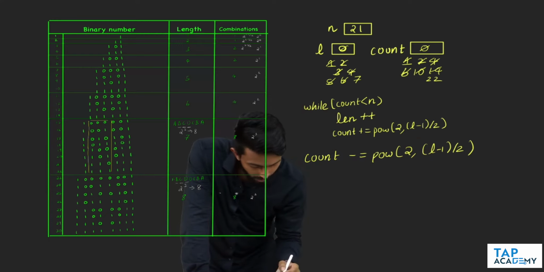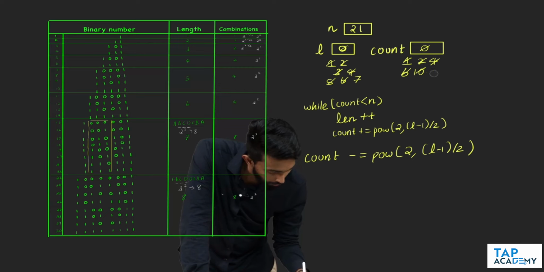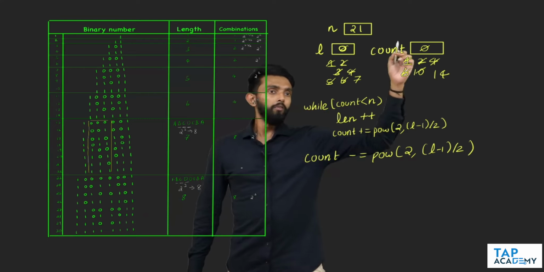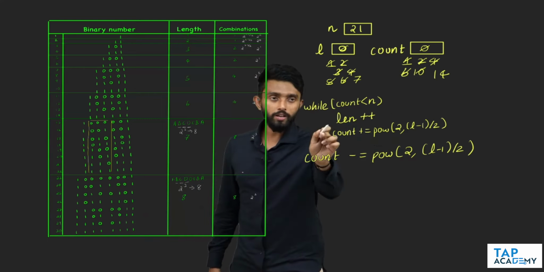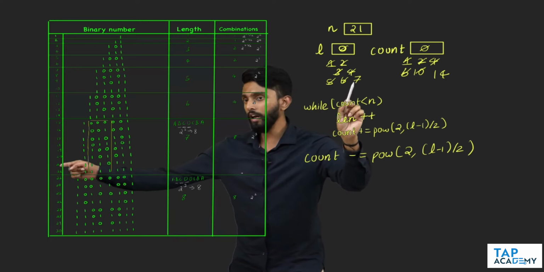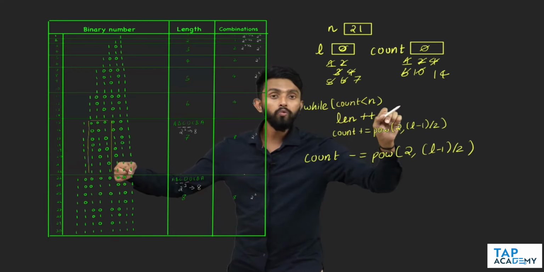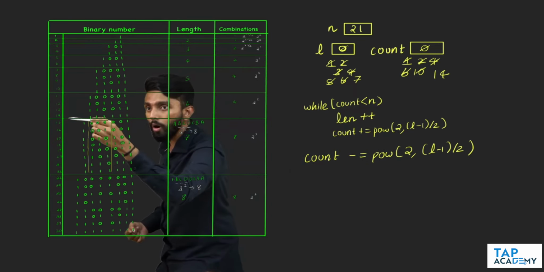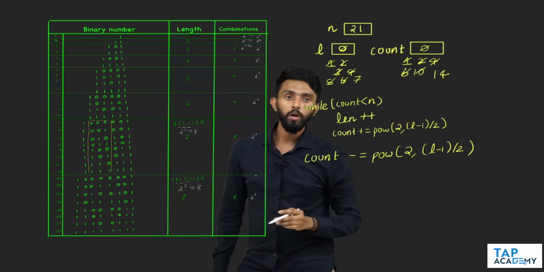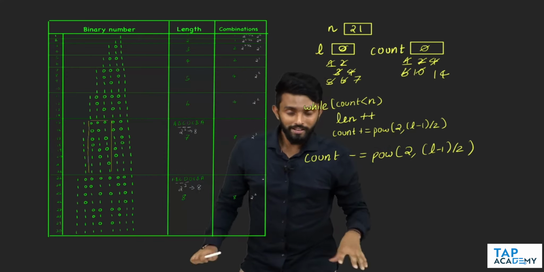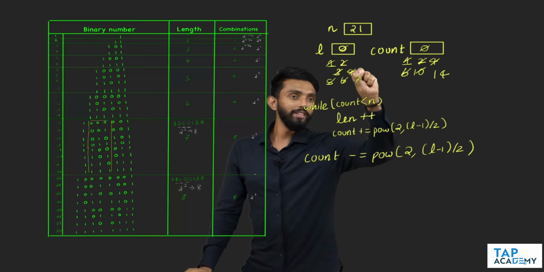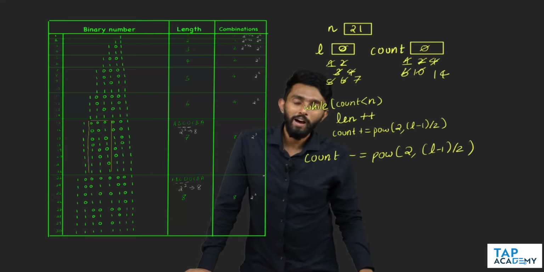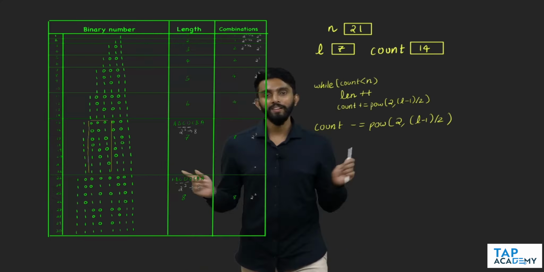If I undo this, count is now going to go back from 22 and it is going to become 14, which means when n was given, you have successfully found the length that the palindromic string is going to have, and you found the previous length's last combination count, what was it? 14. You got both of these. Now all that you have to do is, using this length and this count, generate this. How are we going to do that? Let me show you. Now let's continue with the algorithm.